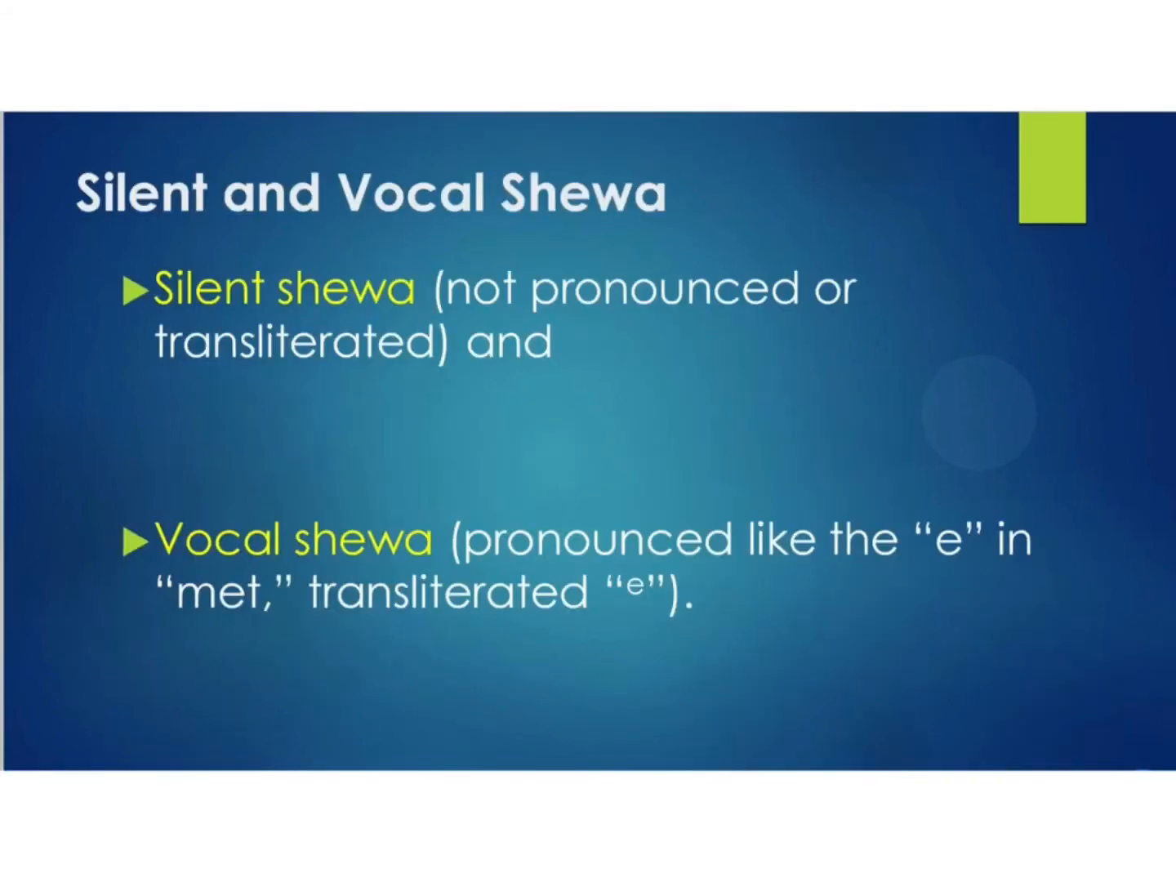Now, the simple Shewa can be divided further into two. That is, silent Shewa and vocal Shewa. Remember, silent and vocal Shewa will come only in the ordinary letters. What are the ordinary letters? Any letter other than the gutturals, that is, Aleph, He, Het and Ayin, including Resh. So except these letters, the silent and the vocal Shewa would come in any other ordinary letter.